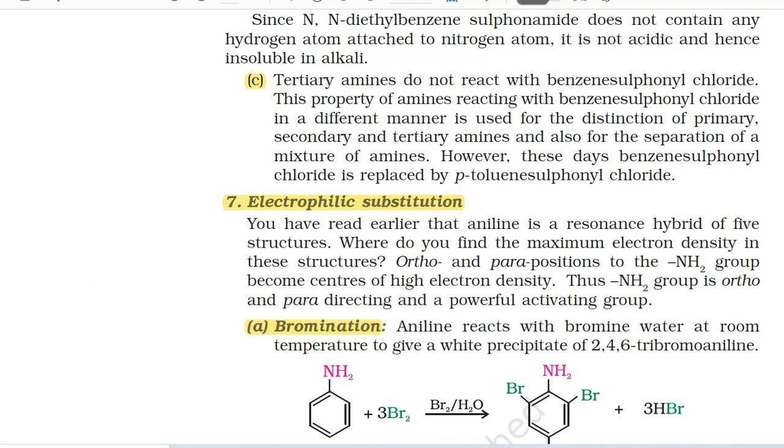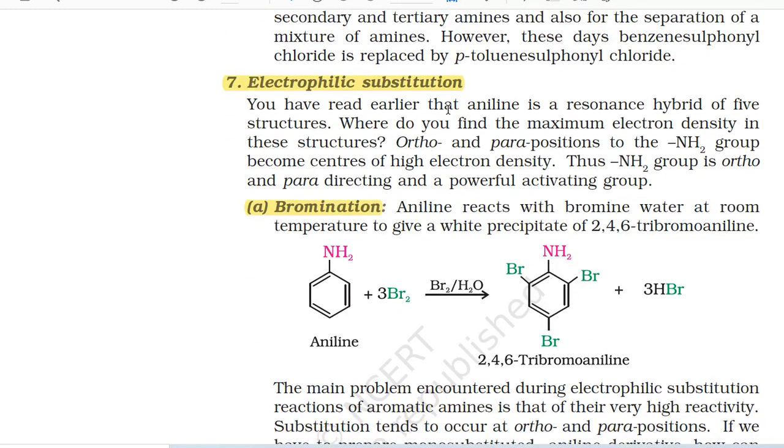Seventh, electrophilic substitution. You have read earlier that aniline is a resonance hybrid of 5 structures. Where do you find the maximum electron density in these structures? Ortho and para positions to the NH2 group become centers of high electron density.